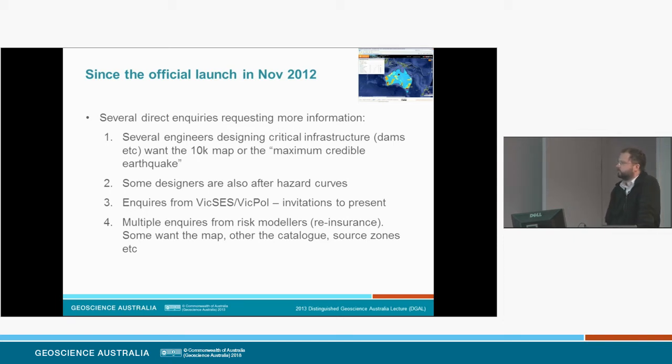So as a result of these inquiries, what we're putting together now is an additional GA record, or will soon anyway, which covers a range of different return periods and a range of different spectral periods to basically give us a record we can provide to these people rather than just attaching things to emails.